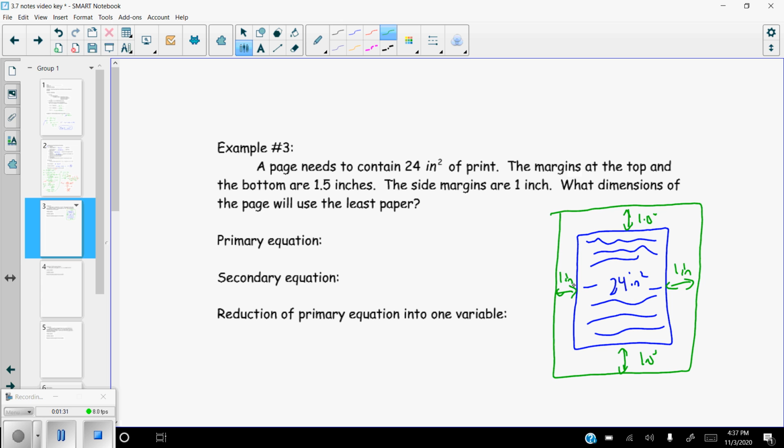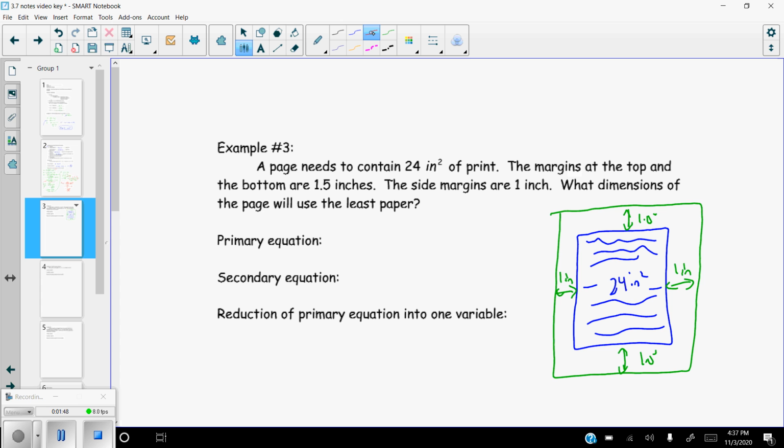What dimensions of the page will use the least paper? So least paper, we're trying to minimize something. So what we need to come up with is a primary and secondary equation. Well, it looks like the secondary equation is actually going to be the easiest one to do.